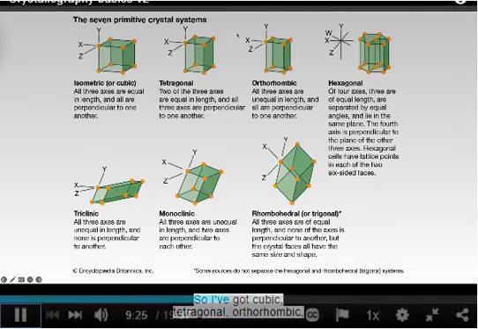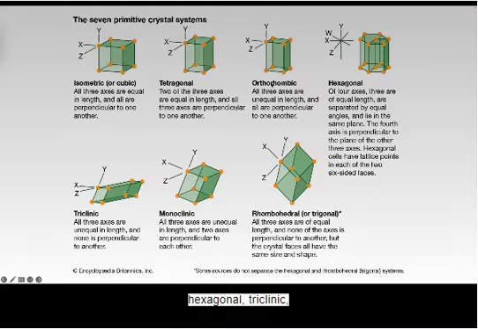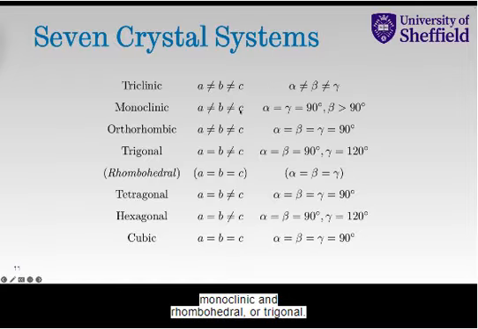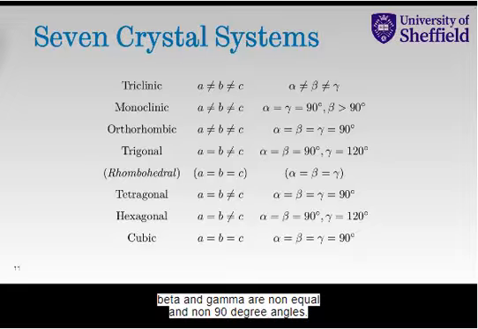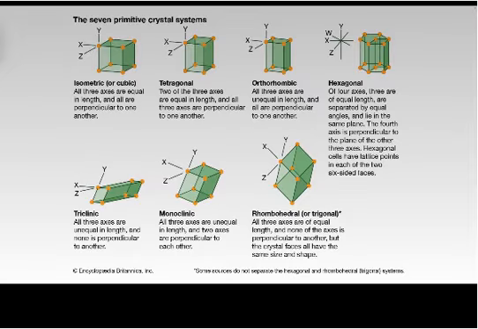So I've got my cubic, tetragonal, orthorhombic, hexagonal, triclinic, monoclinic, and rhombohedral or trigonal. Rhombohedral and trigonal, it turns out, can be defined as similar to each other. It's probably too complicated to go into now, but if you're dealing with those space groups, it might be something that you have to take slight care over. Triclinic is the lowest symmetry system, where A does not equal B, does not equal C, and alpha, beta, and gamma are non-equal and non-90 degree angles. So these are my cells that I have here.